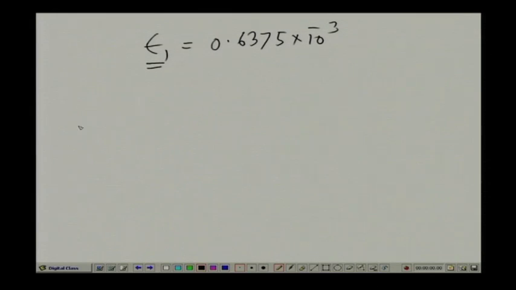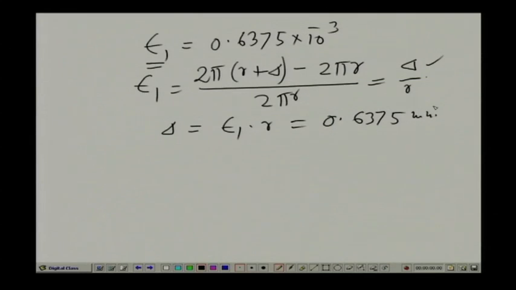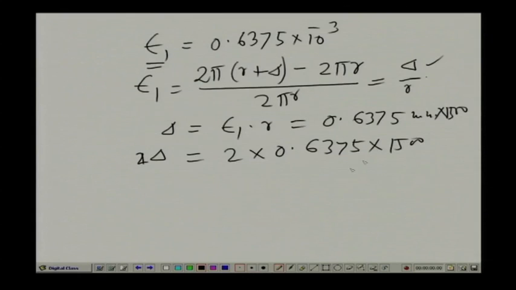Now, this strain in the circumferential direction we can write as 2 pi (r plus delta) minus 2 pi r, divided by 2 pi r. So this is the extension divided by the original length, which is equal to delta by r. So the extension in the radius is equal to epsilon times r, which is equal to 0.6375 millimeter. Hence, the increase in the diameter, which is 2 delta, is equal to 2 into 0.6375 millimeter. So this comes out as 1.912 millimeter.